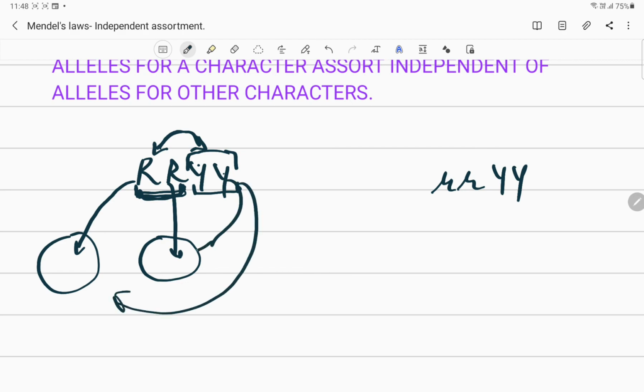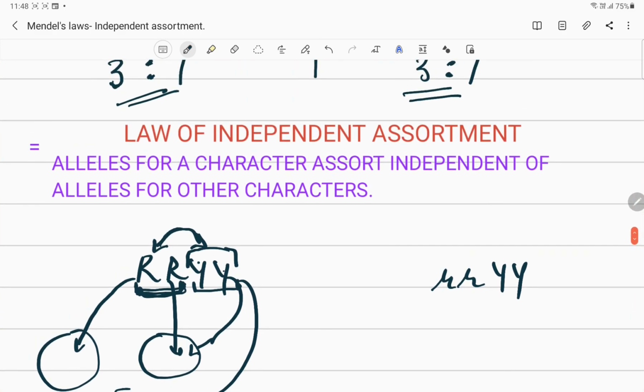So this is called law of independent assortment, right? And the statement for law of independent assortment is that the alleles for a character assort independent of alleles for other characters. This means that one allelic pair for a character will not influence the allelic pair for the other character during the process of gametogenesis or formation of gametes.